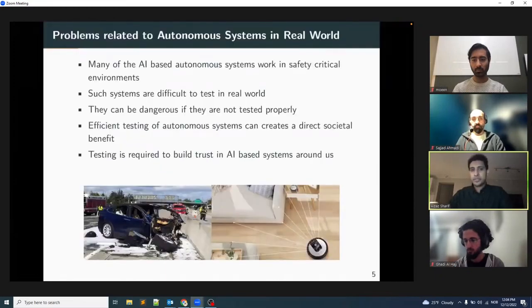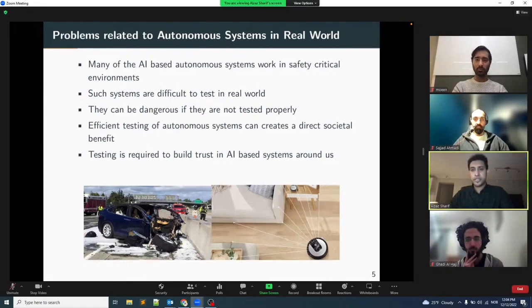The main challenge is that many of these AI-based autonomous systems work in safety critical environments, which is why they are very difficult to test in the real world. And on the other hand, if we don't test them properly, they can be very, very dangerous to the society. So there is a need for efficient testing of autonomous systems because it can create a direct societal impact. And testing is required to build trust in AI-based systems around us.